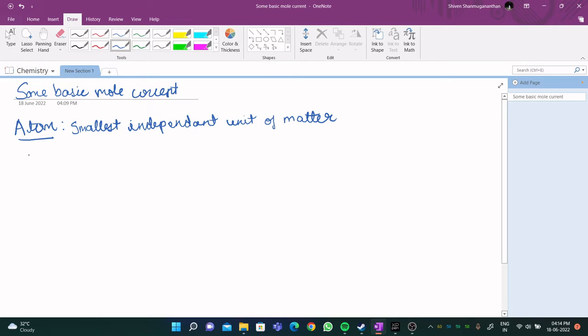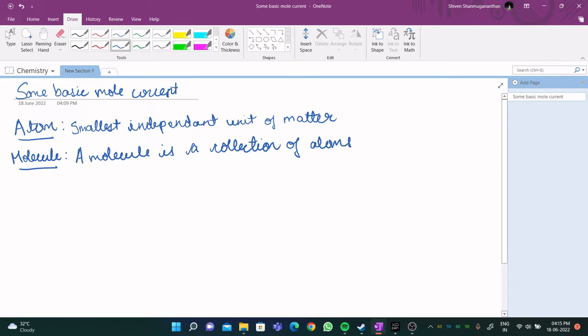Now, molecule. Molecule is basically a collection of atoms. So, molecule is a collection of atoms. Okay.